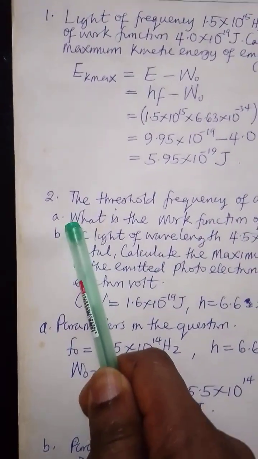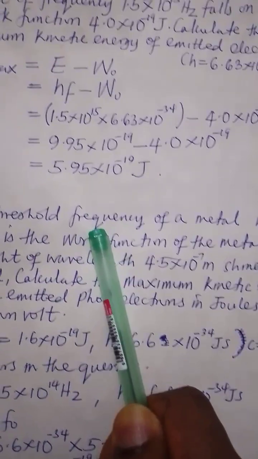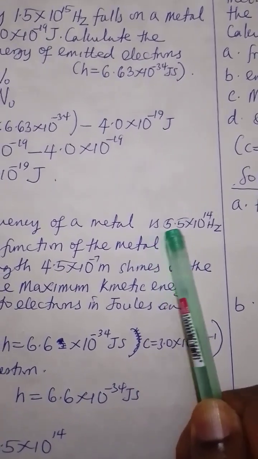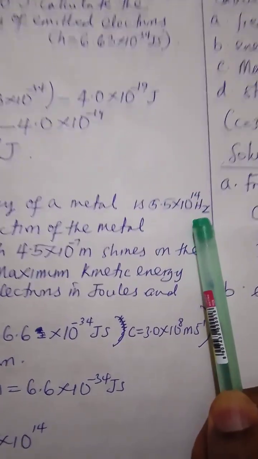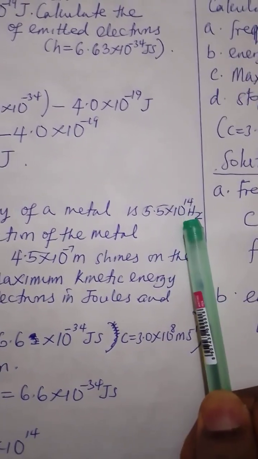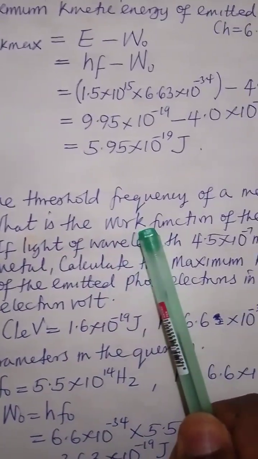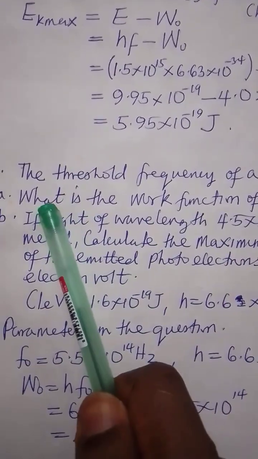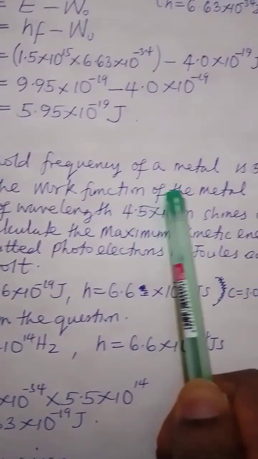Question number 2. The threshold frequency of a metal is 5.5 times 10 raised to the power 14 Hertz. What is the work function of the metal? That's the first question.